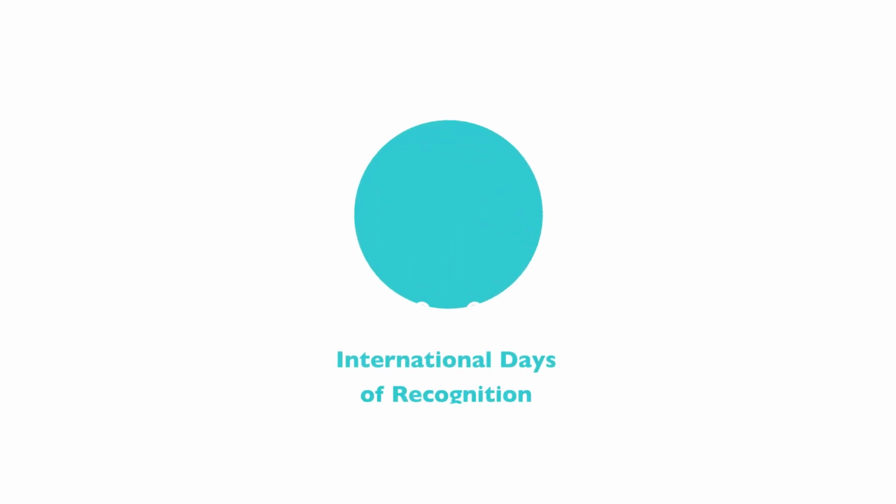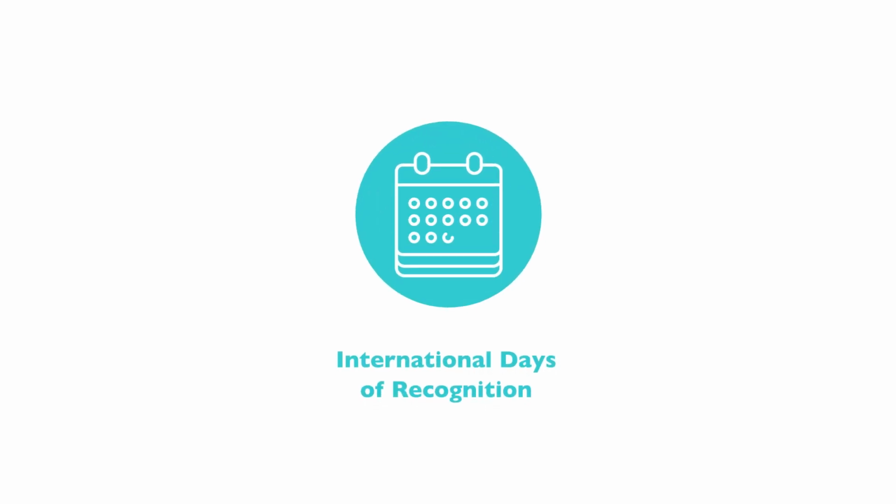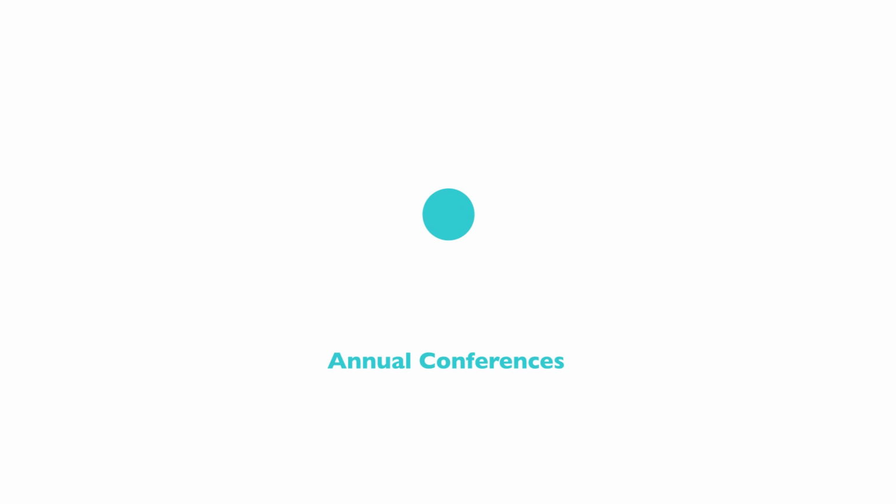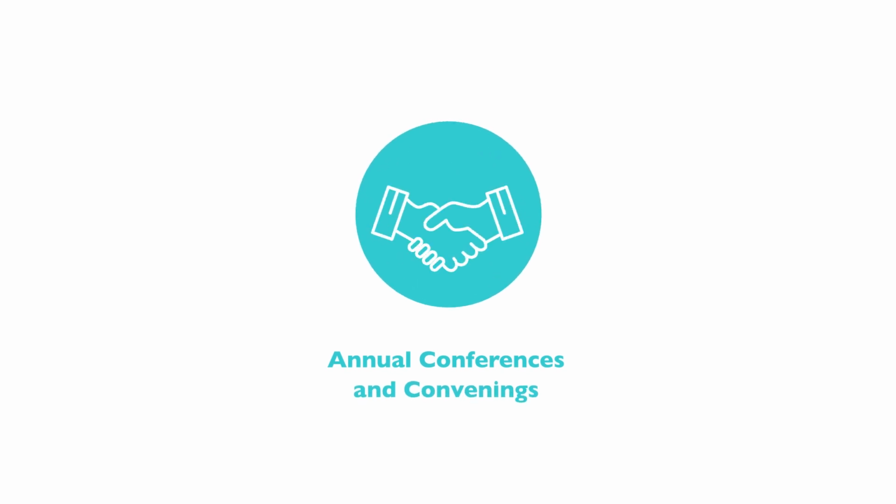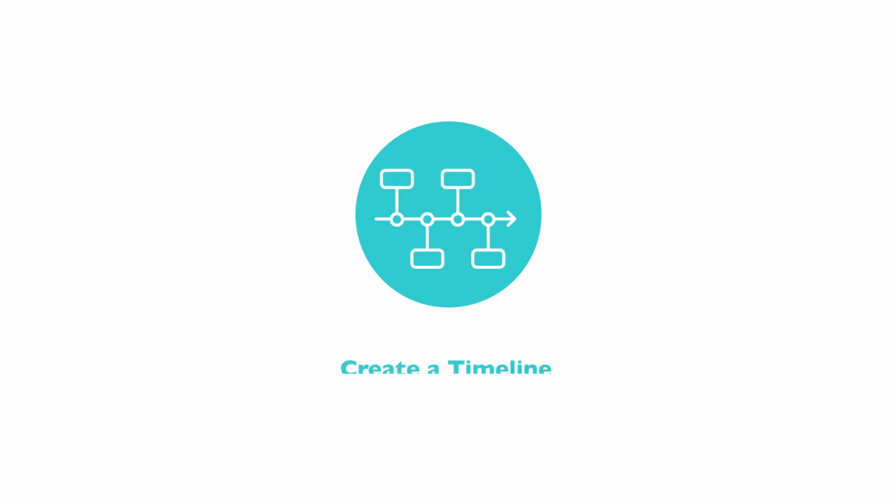International Days of Recognition can be opportunities to publicize research through print and radio media spots, local events, and social media campaigns. Annual conferences and convenings can be opportunities to meet with specific groups of stakeholders and share results. A great way to engage your stakeholders is to reach out to them for ideas about upcoming opportunities. Then, create a timeline and task list to plan how to take advantage of these windows.